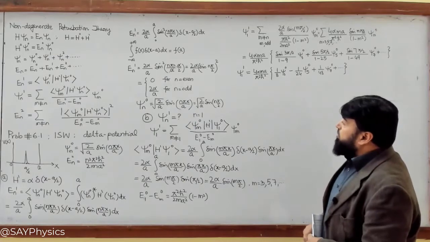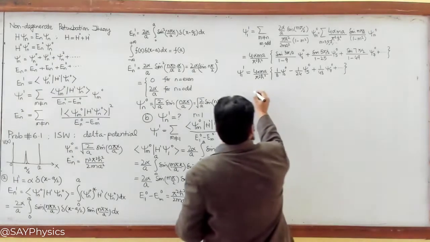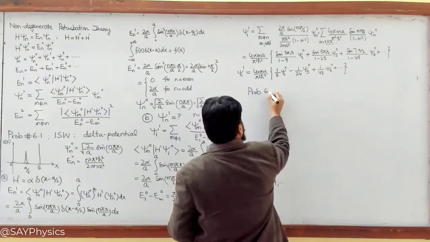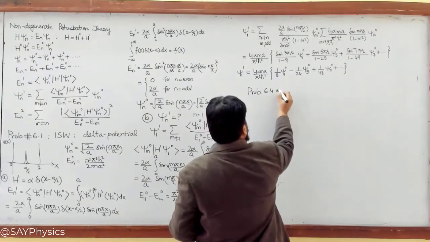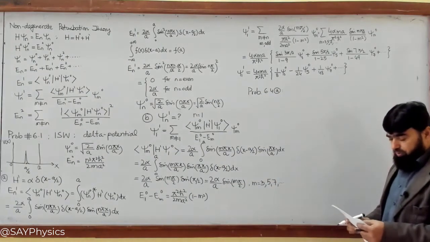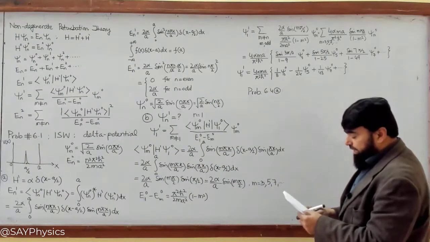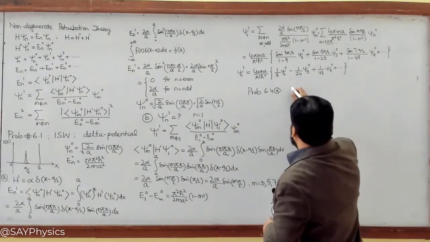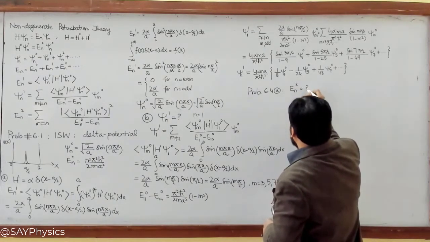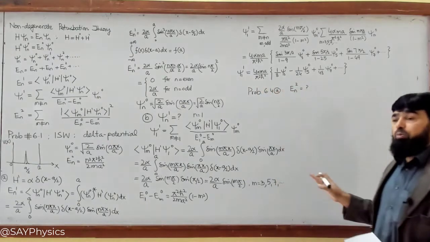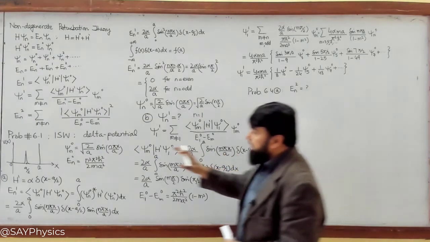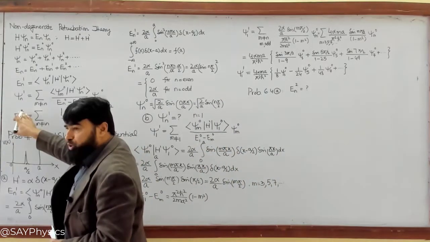Now in another problem, which is relevant to this one, it is problem 6.4 and part A of it. Part A of problem 6.4 says to find the second order correction to the energy of this situation, that is, what that correction will be. So we will find now this one, En2.